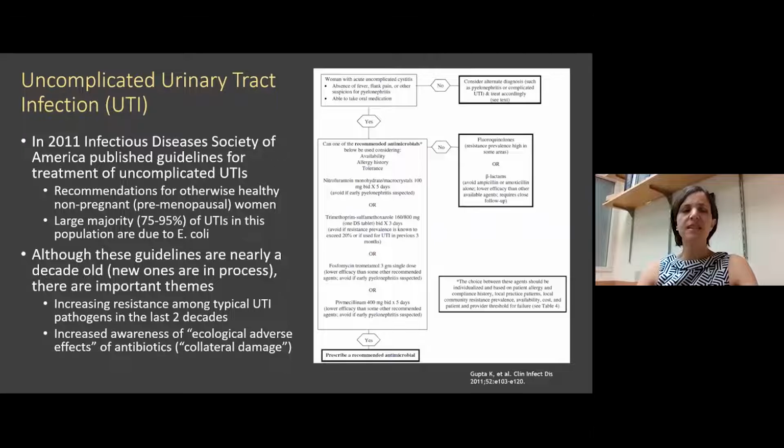So here's the basic table from the guidelines that I like to focus on. So basically they outline what they mean by uncomplicated UTI, and then they recommend one of 4 different therapies, and we'll go through these carefully.